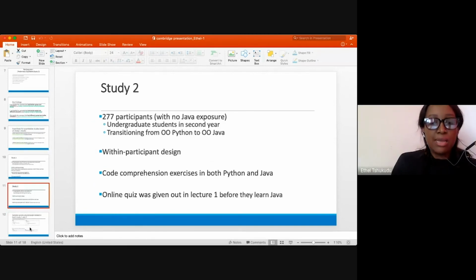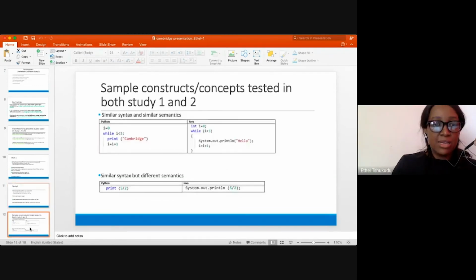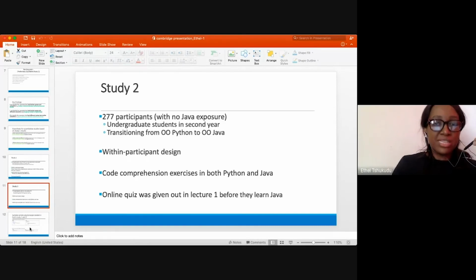There was another study that I did. This one was interesting. It was at a different university, but it was purely based on guessing. They had not learned Java at all, so they were given the same code comprehension exercises and tried to write down what they thought the answers might be. It was still a within-participant design, but for study 2 they had not learned Java. It was the first lesson.